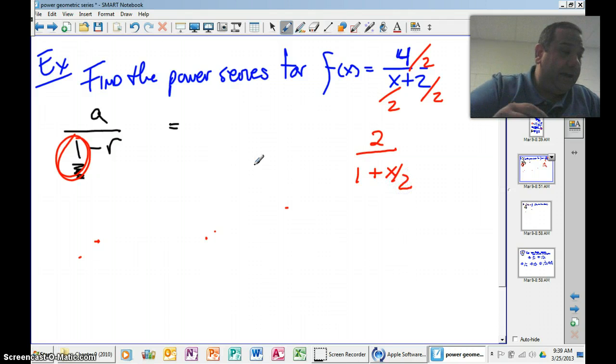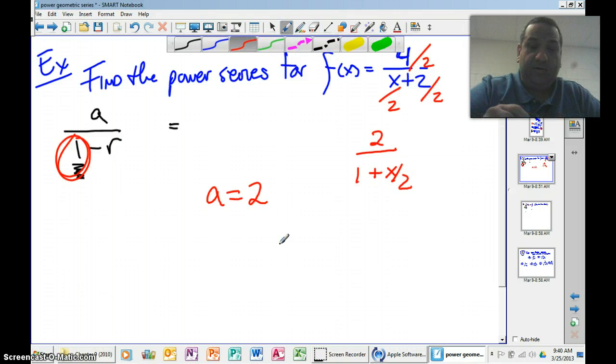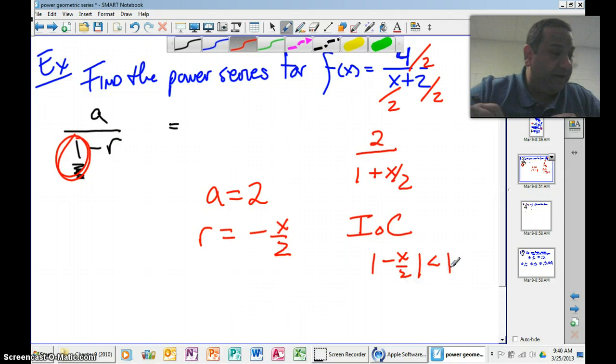Well, from that, I can see that a is 2. Okay, there's a lot of dots here. Let's get them away. Okay, so a is 2, and r is actually going to turn out to be negative x over 2. So if I want to talk about the interval of convergence, it's going to be the absolute value of this less than 1. So to solve that, okay, we'll multiply both sides by negative 2, I guess, or actually break up the absolute value.